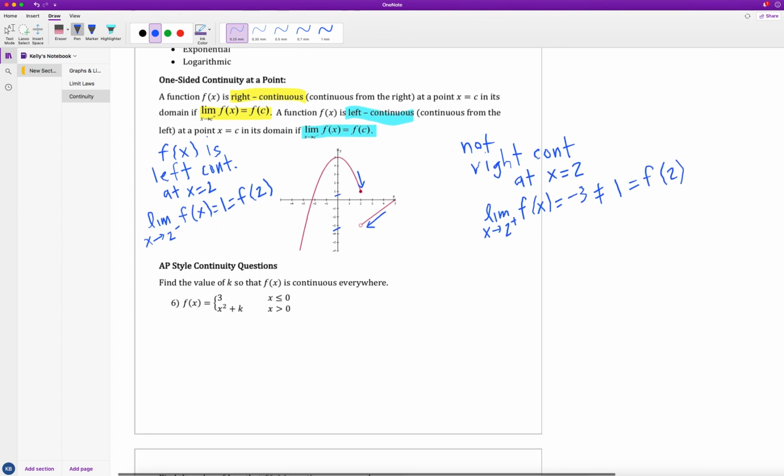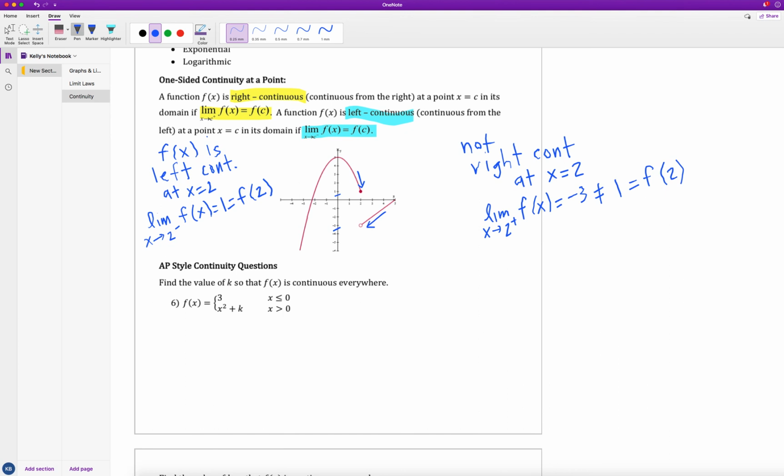Okay. AP style questions. So we could put a twist on this. In these examples, we're going to be given the fact that f of x is continuous everywhere, and use that to work backwards and figure out what the original function is going to be. These examples say, find the value of k. So k is going to be some constant, some numerical value, so that f of x is continuous everywhere. We're now given that f of x is continuous, and our goal is to find the value of k where that would then be true.